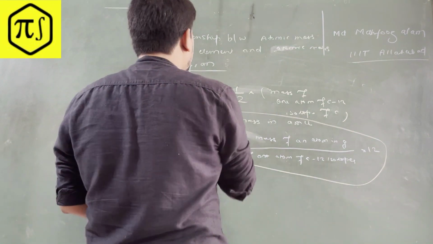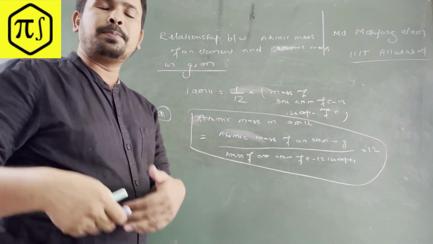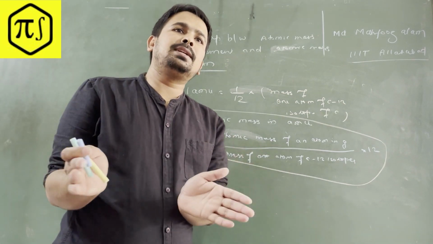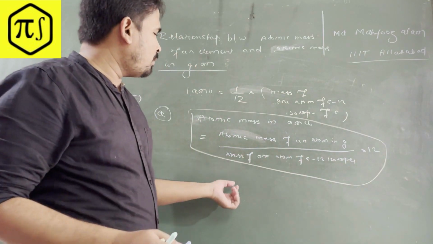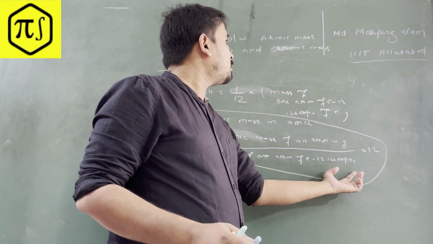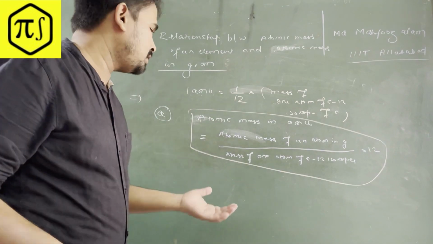So why did I write this relationship? Why didn't I write the previous relationship, where we derived the relationship between AMU and grams? We didn't write those values because here we want this value in terms of the mass of one atom of C12 isotope, and in the very basic definition we already know that.